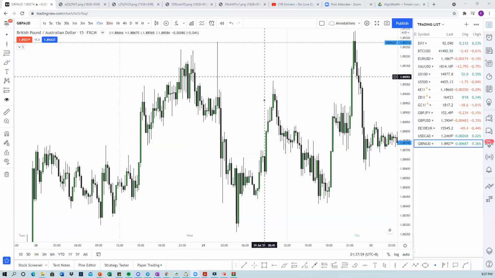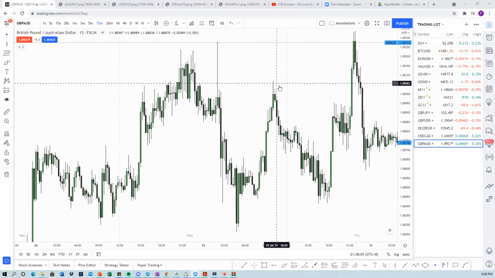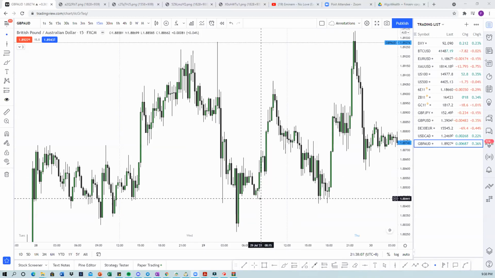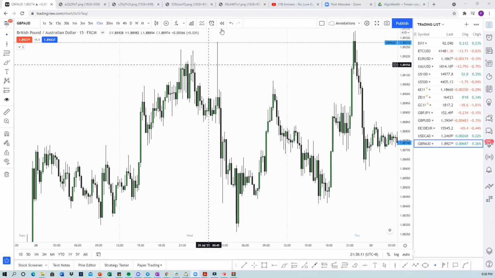Over here, same thing. You just want to take this low. Whoever annotated over here, you just want to take this low or this low, and be done with it.